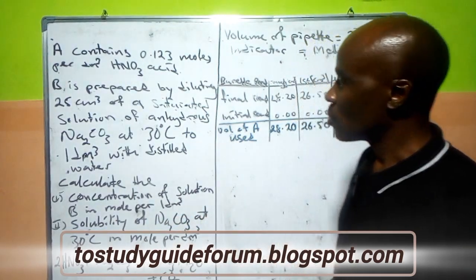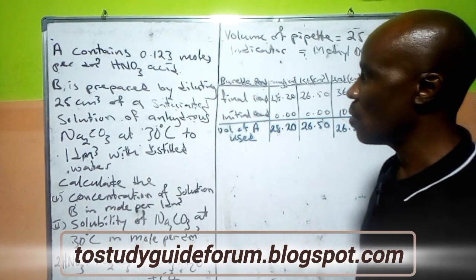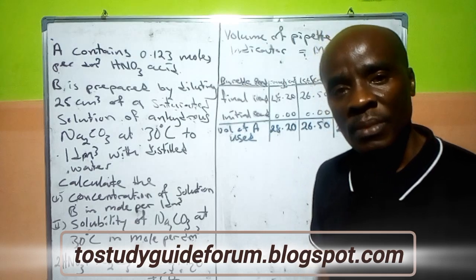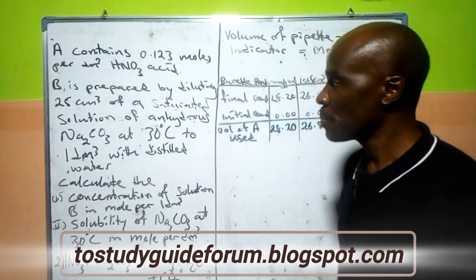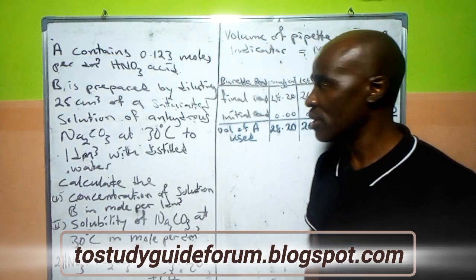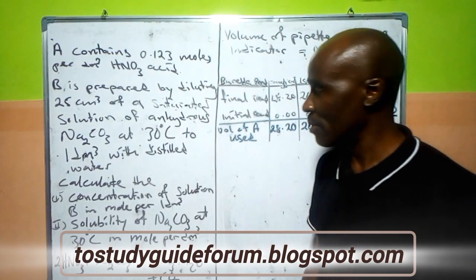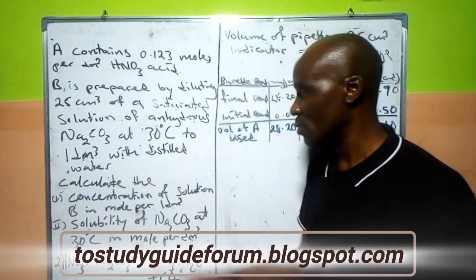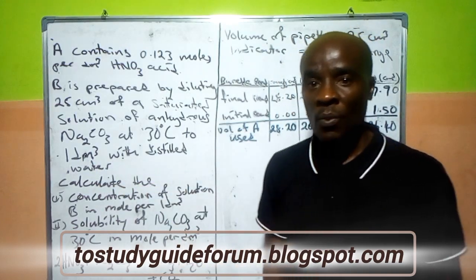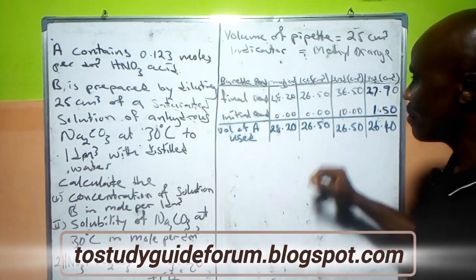So what are we doing? We say that A contains 0.123 mole per dm³ of nitric(V) acid, and then B is prepared by diluting 25 cm³ of a saturated solution of anhydrous sodium trioxocarbonate(IV) at 30 degrees Celsius to 1 dm³ with distilled water. Now, this is the table of values for the titration. We have everything we need here.